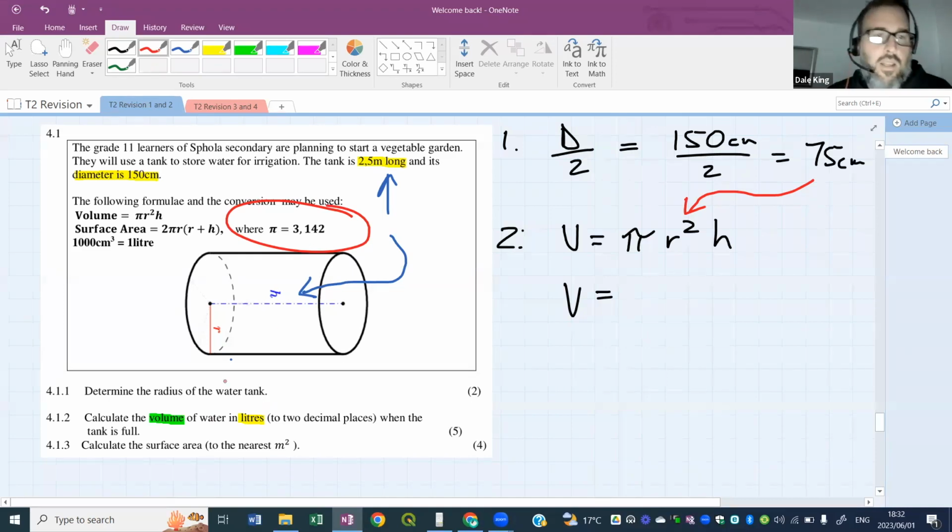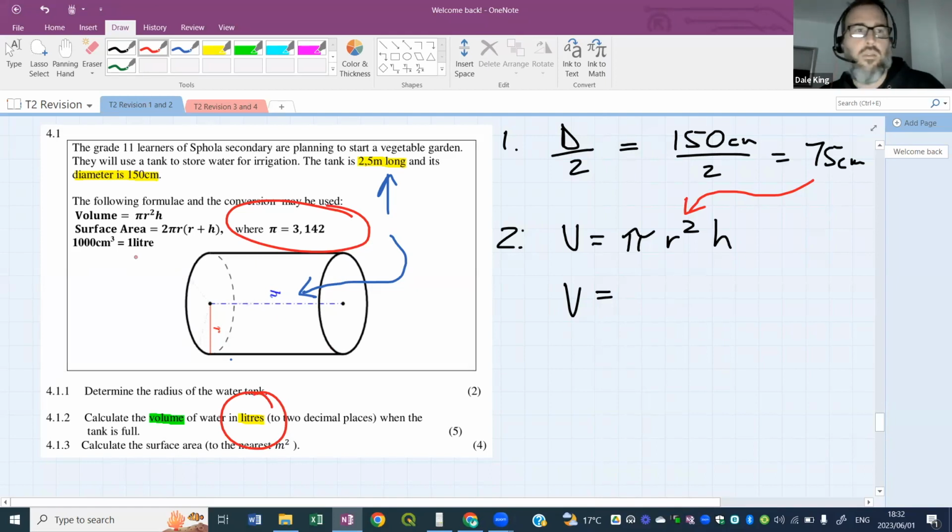Now, hold on a sec, guys. You got to think about this a little bit. If we change everything to meters, will that help us? Well, it's going to cause another issue. Not an issue, we're just going to have to do another calculation, because look here, the question says we need the answer in liters.